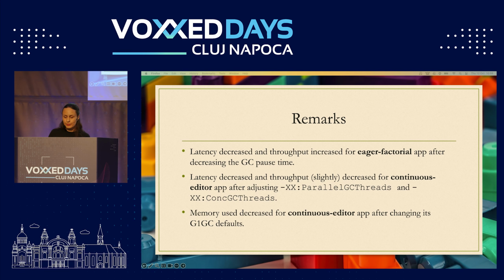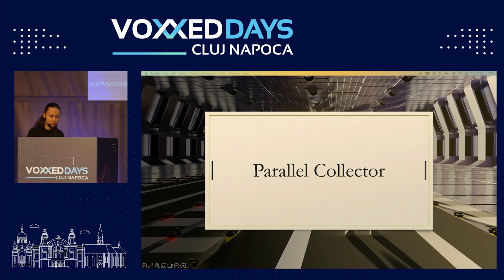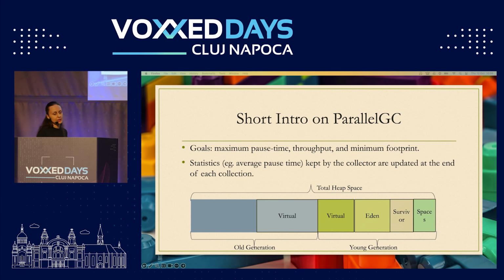Can I do better? Let's try another garbage collector. For example, the parallel collector gives me a few advantages as well. The parallel collector is called the throughput collector, so if I want to strive for more throughput, I'm going to think of using it. However, it's not just for throughput. The parallel collector has 3 goals: the maximum pause time goal, the throughput goal, and the minimum footprint goal. And these 3 goals are addressed in order.